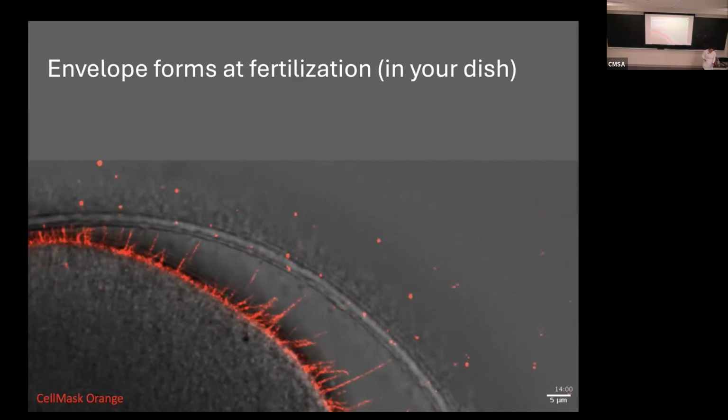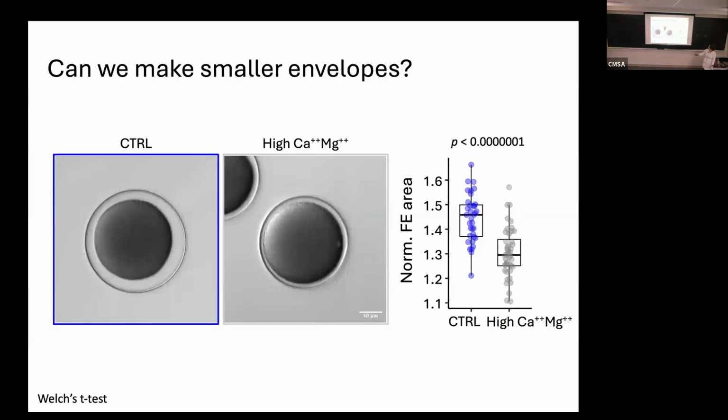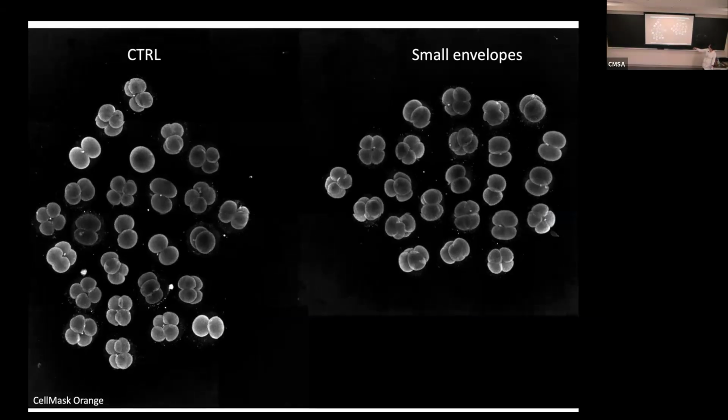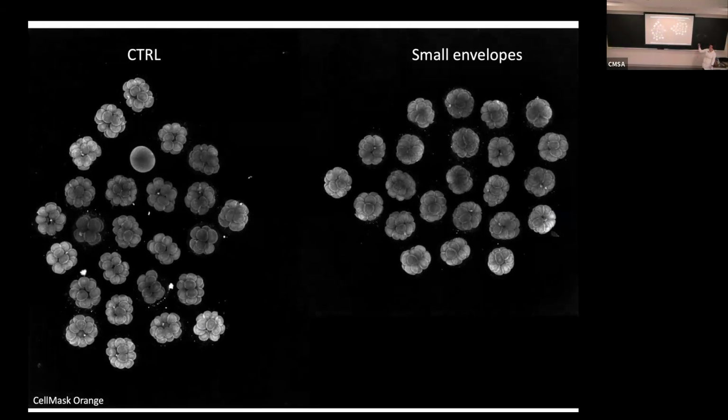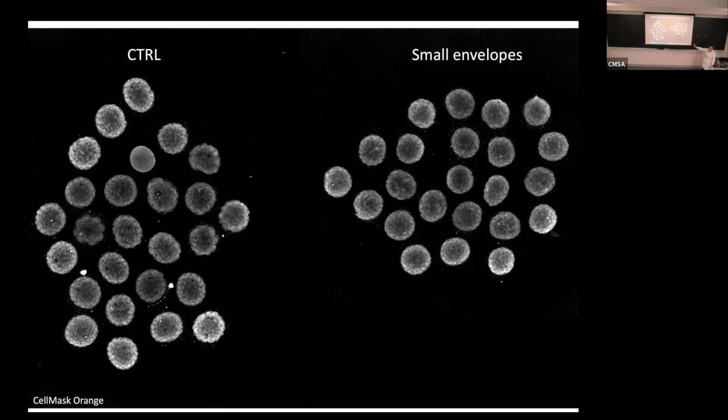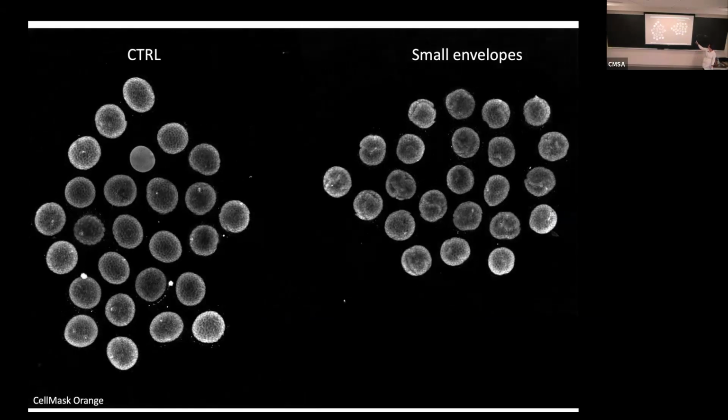It turns out that if we change the calcium and magnesium concentration in the seawater, we can change the shape of these envelopes. If we put embryos in seawater with a very high concentration of calcium and magnesium, we end up with tiny envelopes, right? And we can now do our experiments of imaging tons of these embryos, controls and ones with tiny envelopes, and quantify the closure.